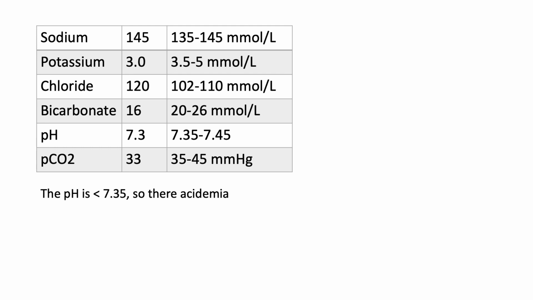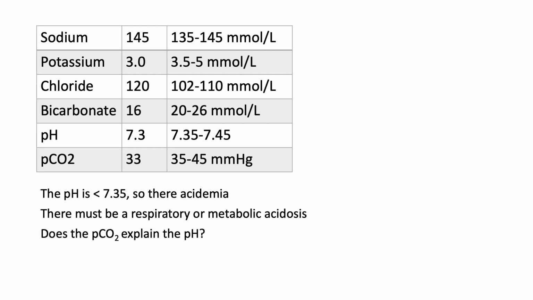So her pH is less than 7.35, so we'd say she has an acidemia. So there must be a respiratory or metabolic acidosis. So we look at the PCO2, which is lower than normal, so that would not explain her pH. We look at the bicarbonate, which is lower than normal, and that would be consistent with a metabolic acidosis.